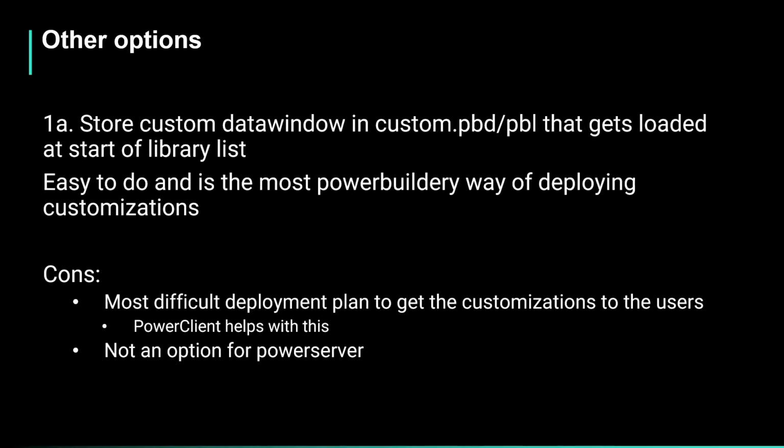So if you do this method, once you've modified the data window, you need to do one of two things. One is to store it in some sort of a custom PBL or PBD and load that at runtime. And you would need to add that to the library list at runtime as well. Very easy to do. People have done this for years. It's the most common Power Builder way of deploying these types of customizations, but you do have to set that up.